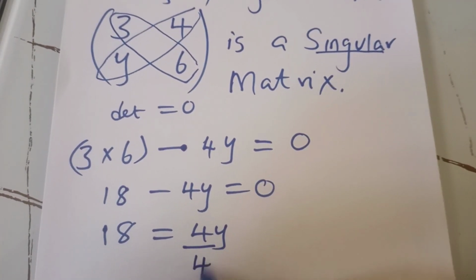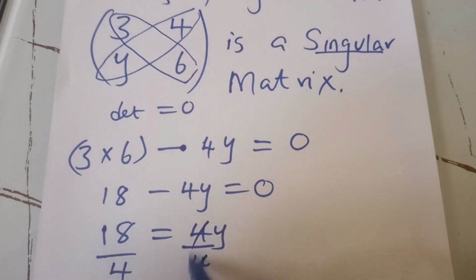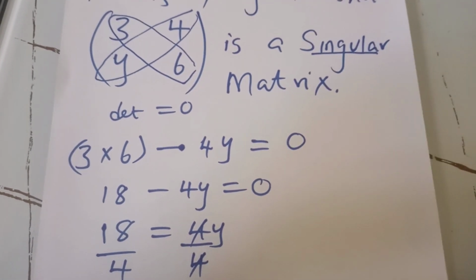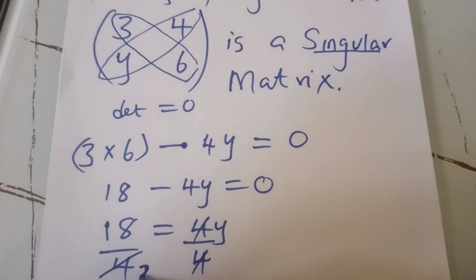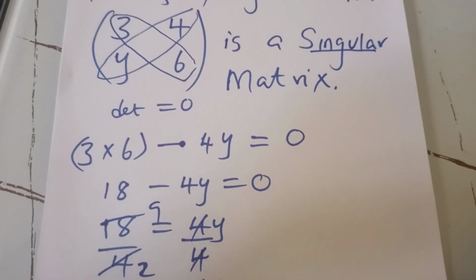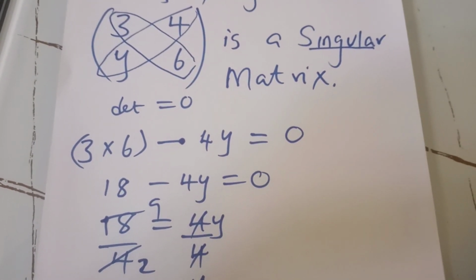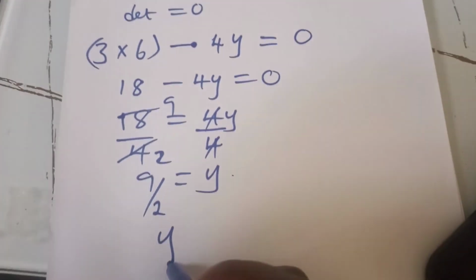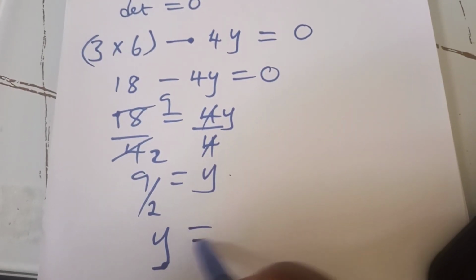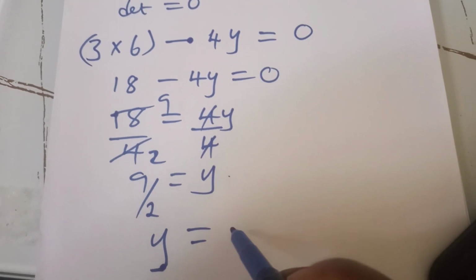We divide then by 4 and by 4, and we're going to get the value of y. And 18 by 4 we get 2, and this is 9. So y is equal to 9 over 2, which is equal to 4.5.